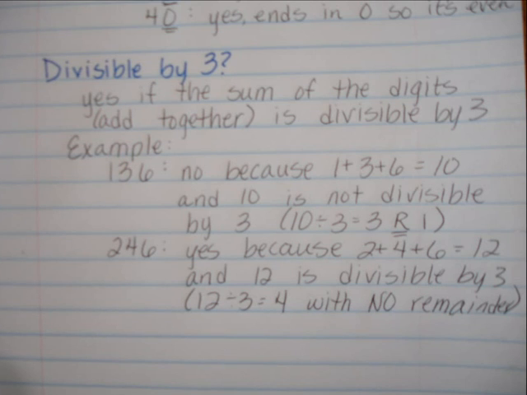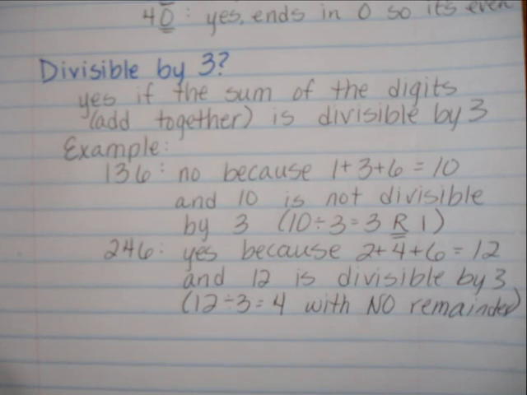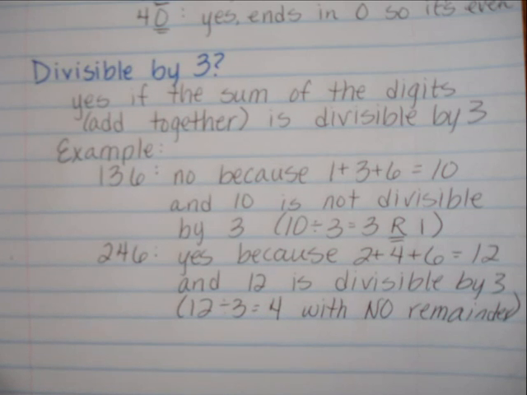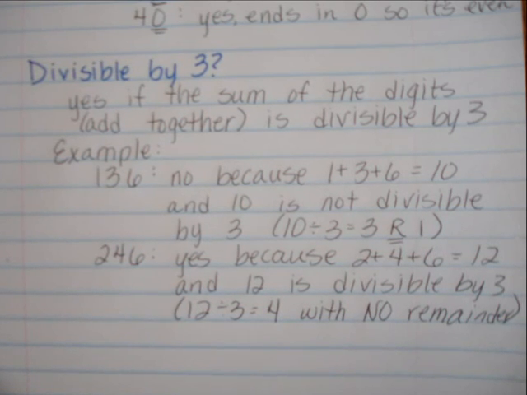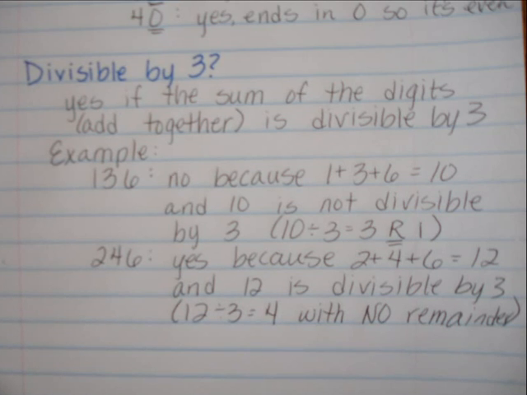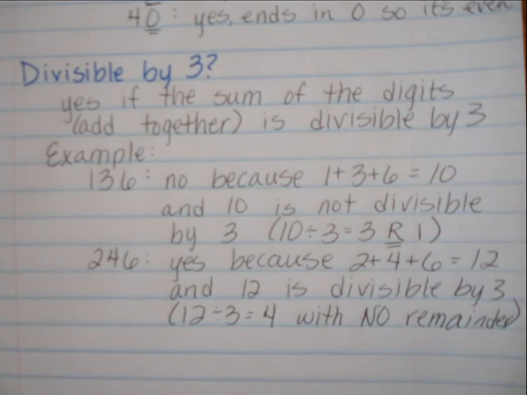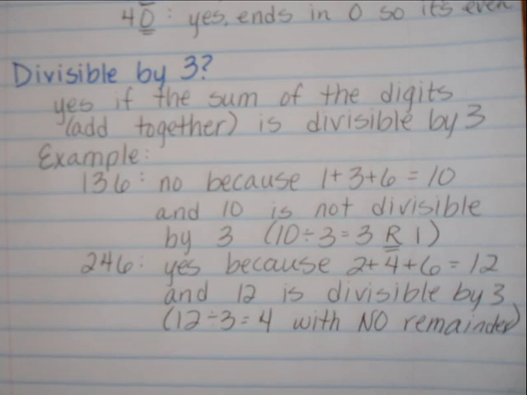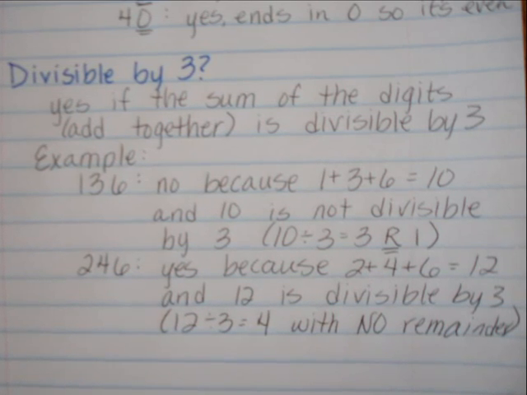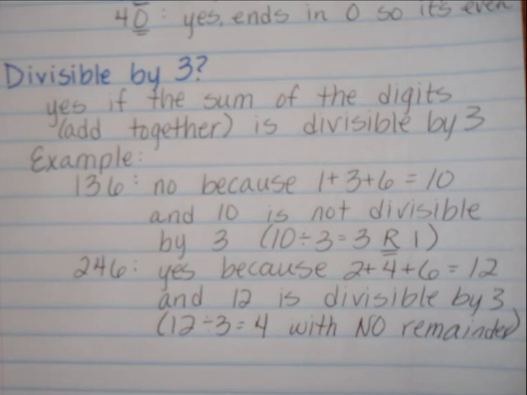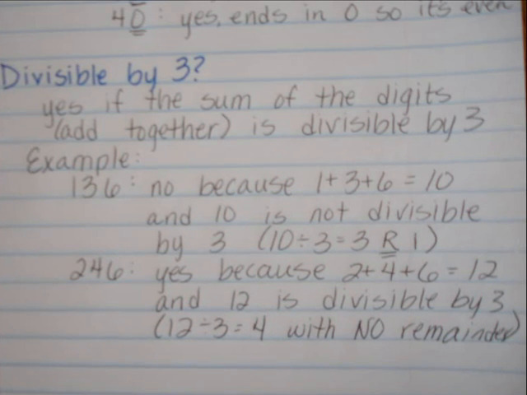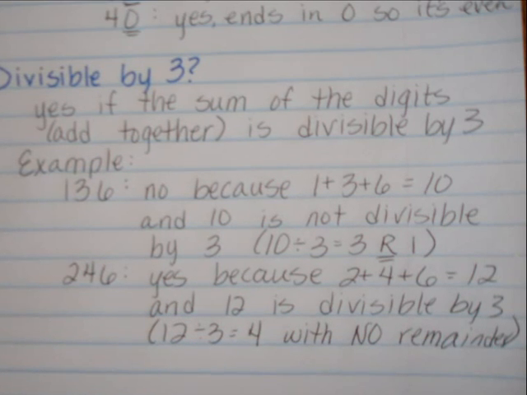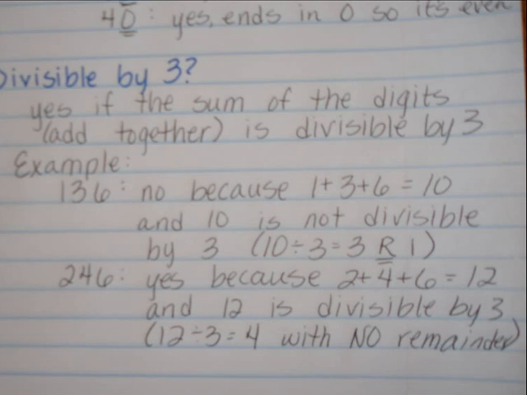For example, 136 is not divisible by 3 because when you add the digits of the number together, 1 plus 3 plus 6 equals 10. And 10 is not divisible by 3. That is, 10 divided by 3 equals 3 with a remainder of 1. Since it has a remainder, it is not divisible by 3. Since 10 is not divisible by 3, that means 136 is also not divisible by 3.